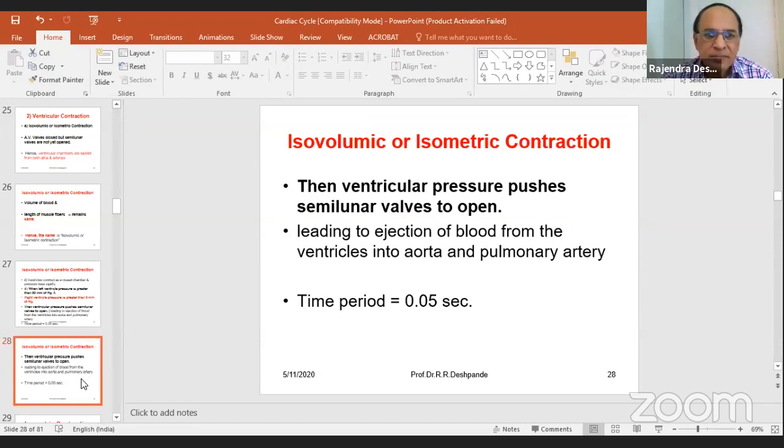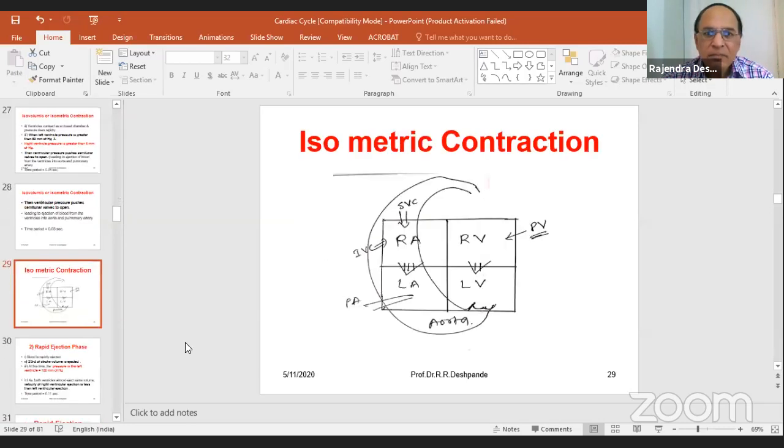Next, we will go further. Do you understand? These valves are closed because the whole blood has come over. These valves, the aortic valve, are not open. So this is the closed chamber and pressure has risen. When this is 80 mm of Hg and this is 8 mm of Hg, what will happen?